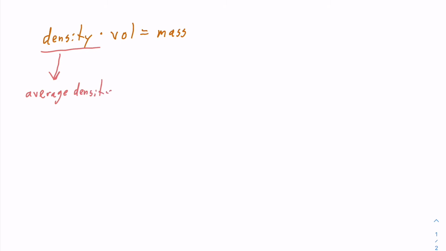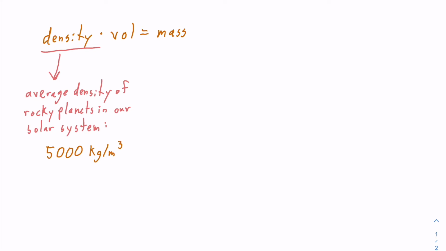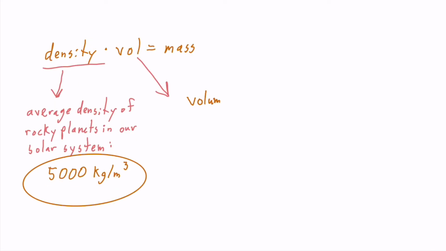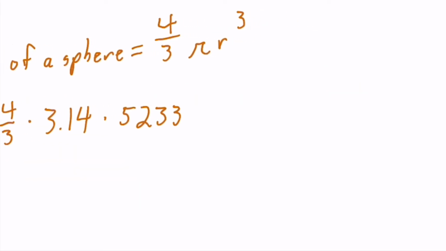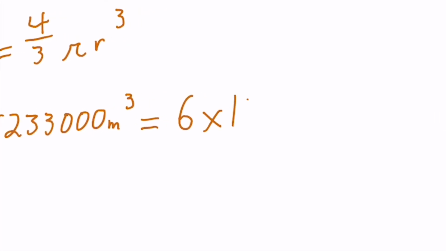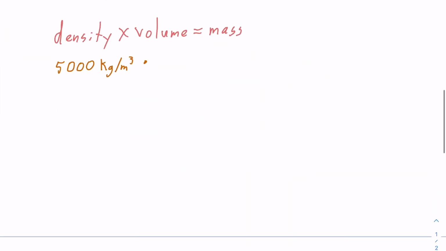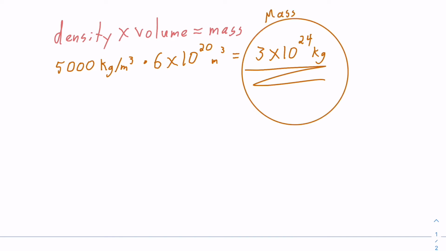Lucky for us, there's another way to find the mass of a planet. Density times volume equals mass. We don't know the density of Tatooine, but for the sake of this video, we can make an estimation based on the average density of rocky planets in our solar system. To find the volume of Tatooine, we can use the formula 4/3 pi times radius cubed. Using 3.14 for pi, we get 6 times 10 raised to the 20th meters cubed. Now we can do the formula. The mass of Tatooine is 3 times 10 to the 24th kilograms.